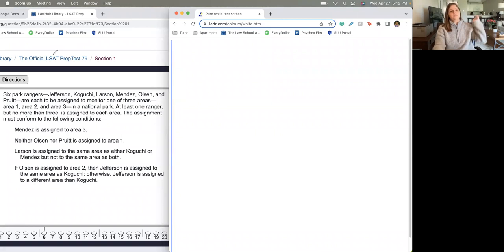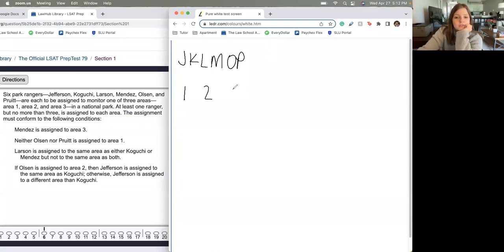So we have 6 park rangers. We have J, K, L, M, O, and P, who are each to be assigned to monitor one of 3 areas. We have area 1, area 2, and area 3. And at least 1 ranger, but no more than 3, are assigned to each area.